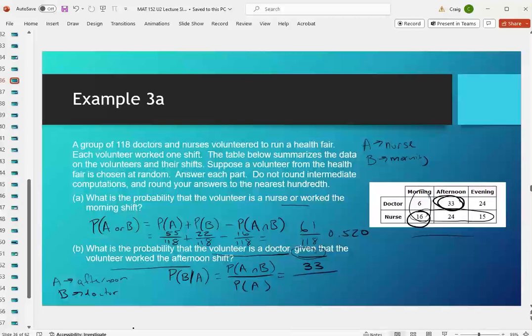Okay, and then the probability of A, given that the volunteer worked the afternoon shift. So we want to know, what's the probability of choosing the afternoon overall? And so that would be 33 plus 24, which is 57 over 118, or just 57. And so 33 divided by 57 will give you 0.58. So the probability of choosing a doctor, given that the volunteer worked in the afternoon, so given that you already know that condition, what's the probability of choosing a doctor? Well, it'll be 58%.